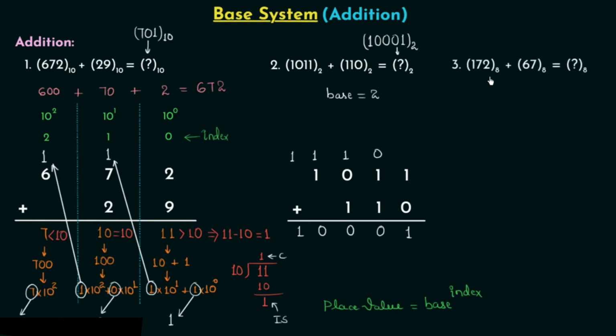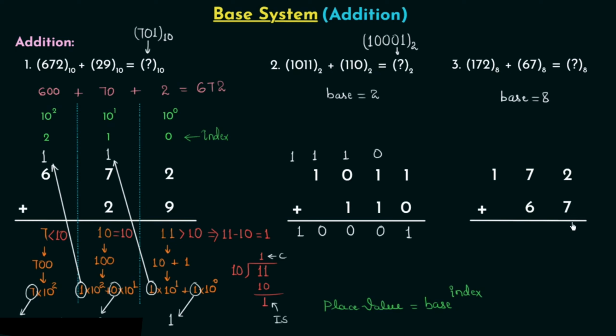We have 172 in octal and we want to add 67 in octal to it, and then we want to note down the result of addition in octal. We all know the base in case of octal number system is equal to 8, and as per the question, our first octal number is 172 and the second octal number is 67. I have properly positioned the digits of the two octal numbers, and now we can start the addition.